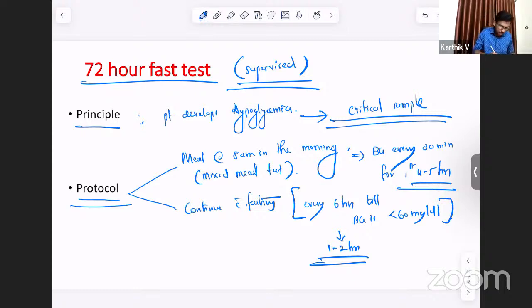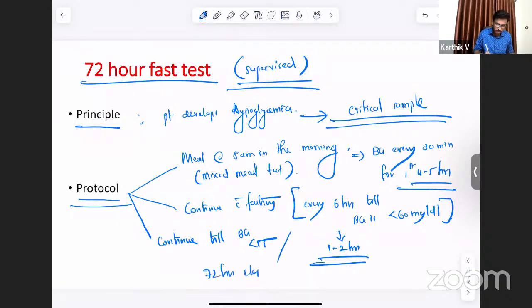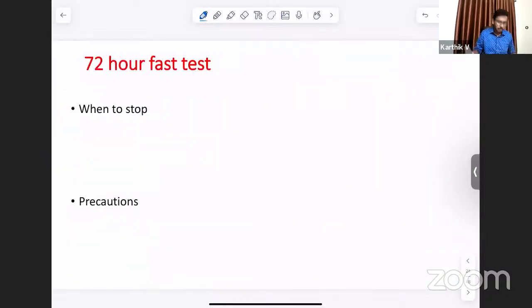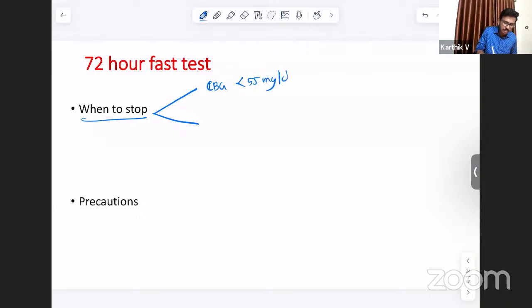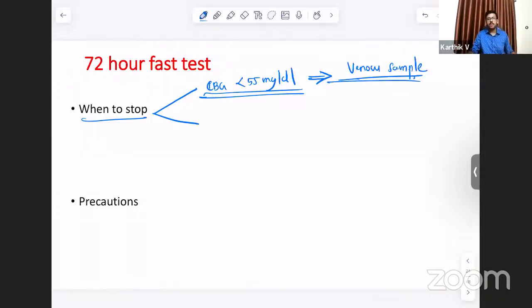Okay, and we would continue this capillary blood glucose measurement till blood glucose is less than 55 or 72 hours have elapsed. Okay, now, so when to stop, I've told you. Once the capillary blood glucose is less than 55 milligram per deciliter, then very important, you take a venous sample.